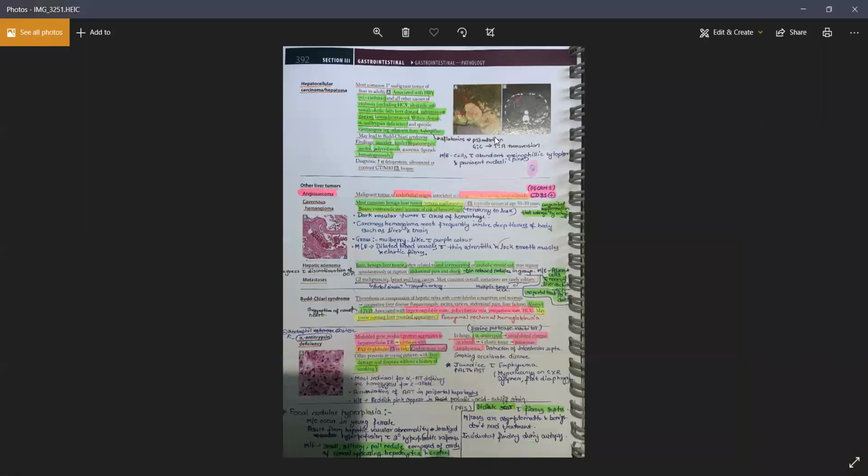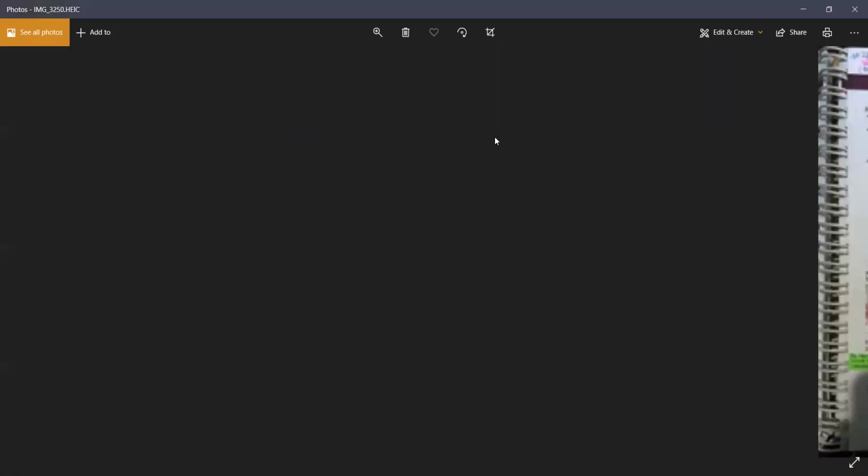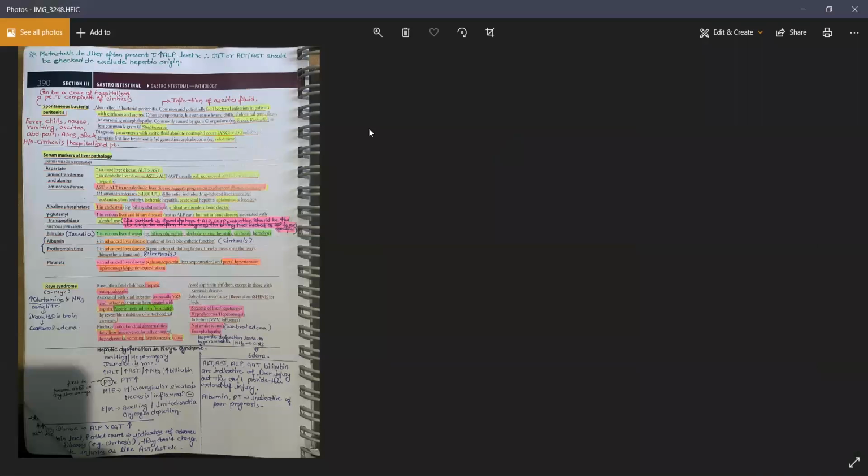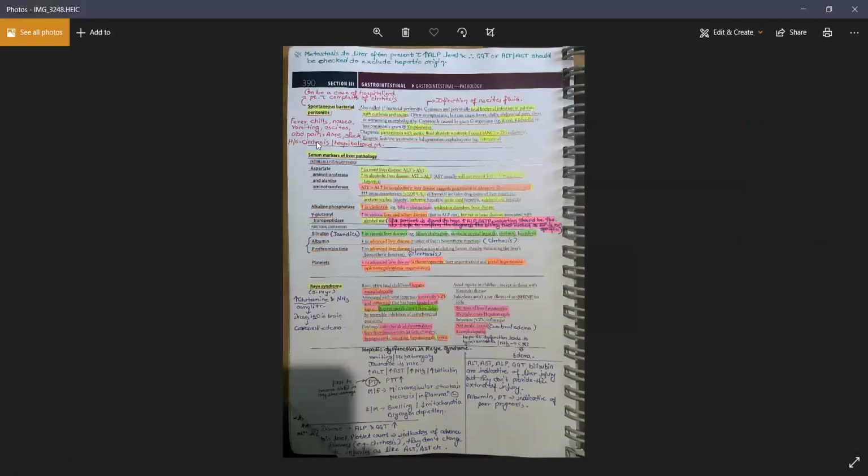Yesterday we discussed the liver markers. What are the markers for liver injury and what are the markers for liver function? We discussed ALT, AST, alkaline phosphatase, and GGT, right? We discussed how, if these markers rise, that means liver injury.